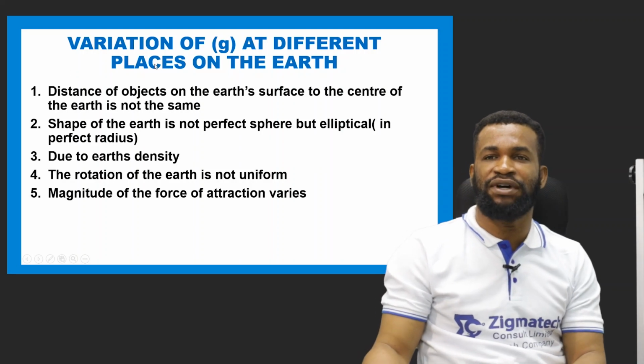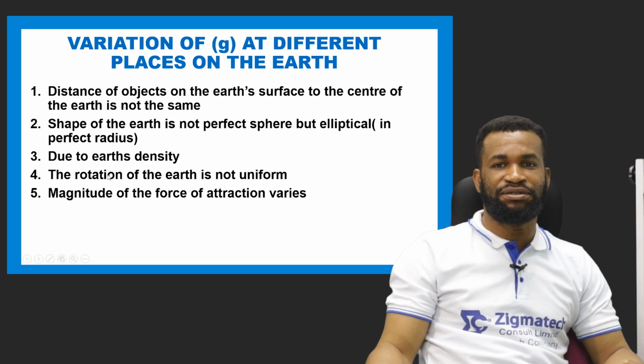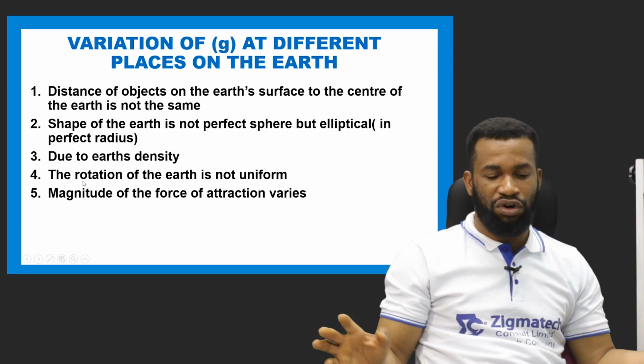Now, let's talk about variation of G at different places on Earth. So the acceleration due to gravity is not the same in all the places.